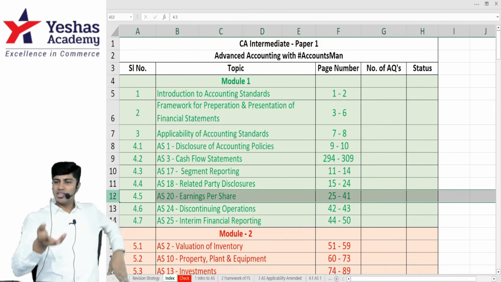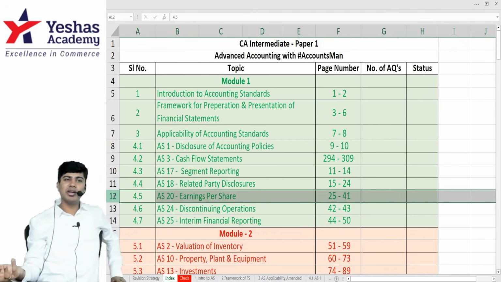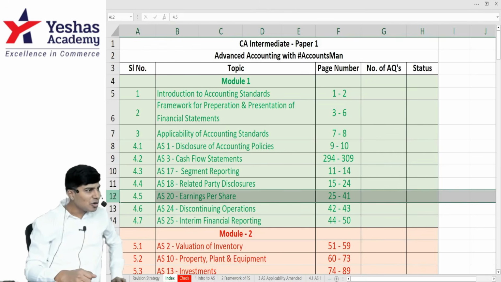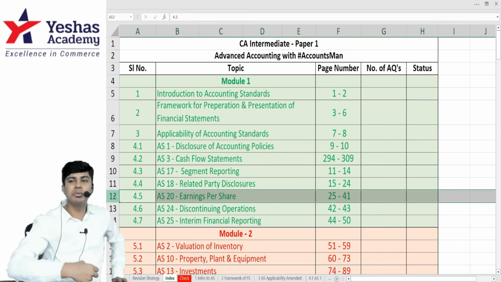Like, sir, so easy. Just take the profit, divide by number of shares, EPS is computed. No, it's going to become interesting. If you remember in your foundation, you read the topic of bonus issue, right issue, issue of shares, forfeiture of shares, all that. If it happens, how to compute EPS.